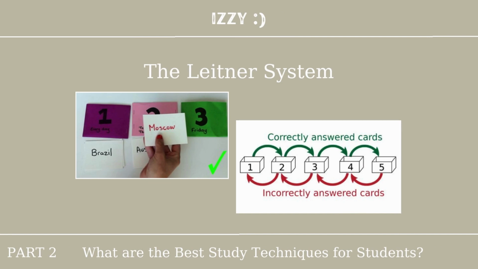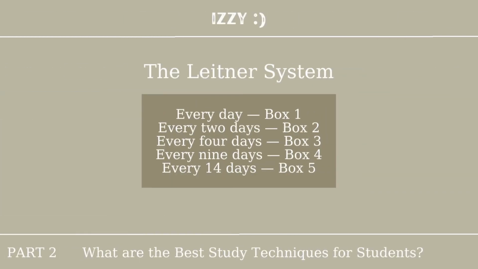The Leitner System. This is a learning method using flashcards, organized into different boxes. Each flashcard starts in box 1, and if answered correctly, it moves to the next box. If answered incorrectly, it moves down a box or stays in box 1. An example schedule for the Leitner system could be: you do box 1 every day, box 2 every 2 days, box 3 every 4 days, box 4 every 9 days, and box 5 every 14 days.